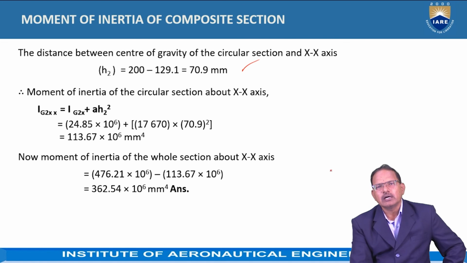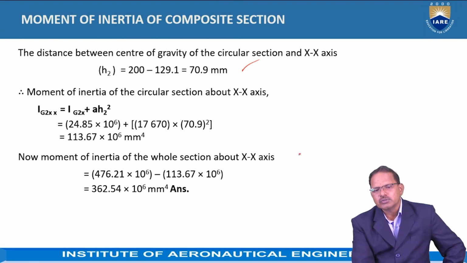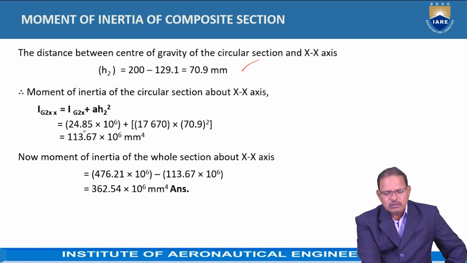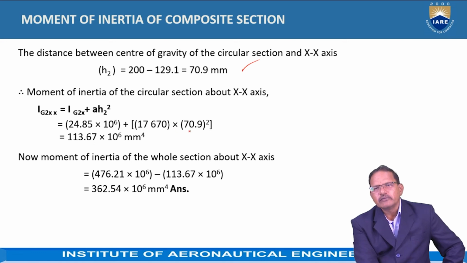Ig2xx, that is the moment of inertia of the cutout circle about the central axis of the composite figure, is equal to Ig2x plus A2 H2 square, where Ig2x is the moment of inertia of the circle about its central axis, A2 is the area of the circle, and H2 is the difference between the centroid of the circle and the centroid of the whole section, the composite figure. This is equal to 24.85 into 10 to the power of 6 plus the area of the circle 17.670 into the difference 70.9 squared, which is equal to 113.67 into 10 to the power of 6.